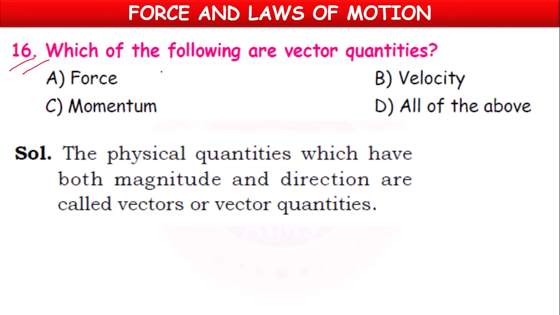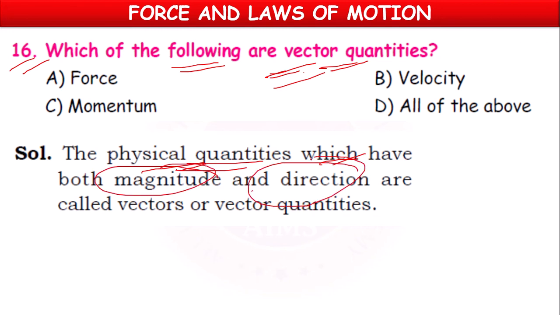Next, 16th question. Which of the following are vector quantities? Vector quantities means the physical quantities which have both magnitude and direction are called vectors or vector quantities. So force is a vector quantity because it depends on acceleration. Force formula ma, which depends on acceleration, which is a vector.